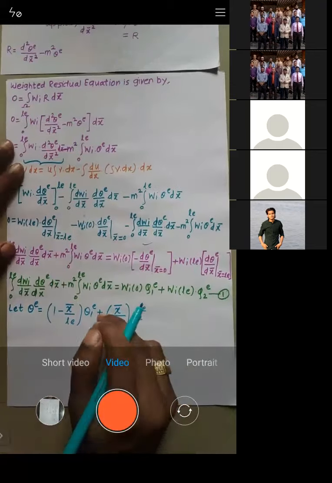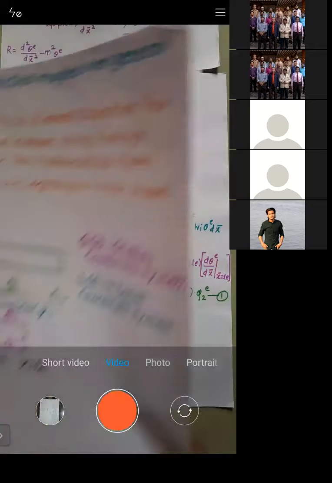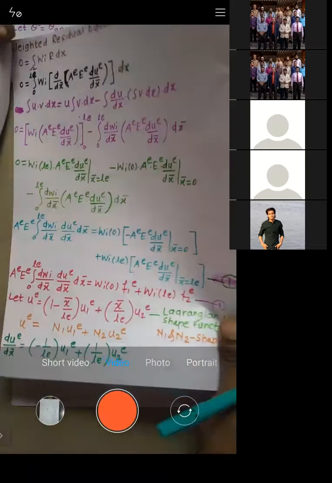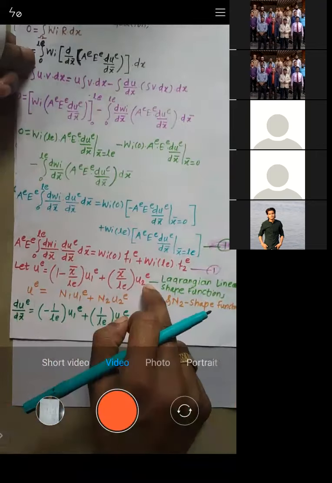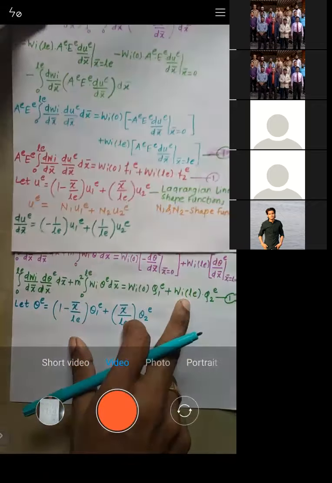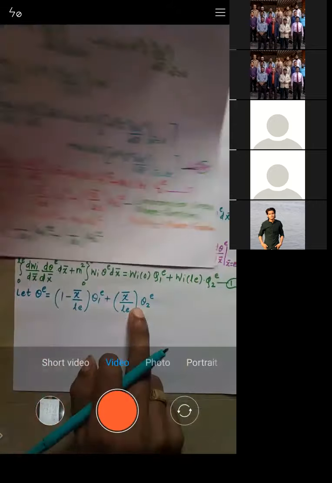If you recap, in the last lecture I took the same equation. If you want, I will show it to you. You can see this was a numerical we took in the last lecture. See here, what value of u we have written: u is 1 minus x bar by LE u1e plus x bar by LE u2e, because u was a variable. So here, instead of u, we have theta. I have just replaced u by theta, nothing else. Is it okay?